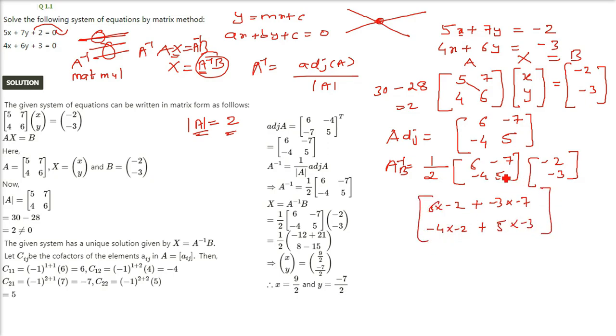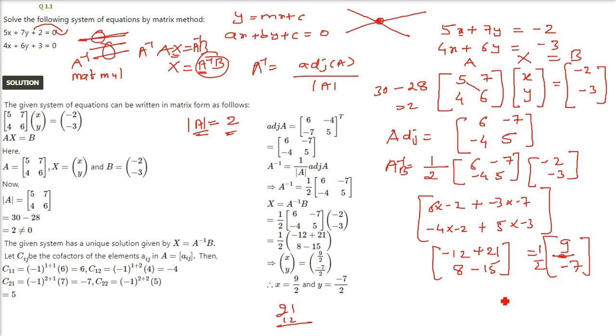So 1 by 2 will apply later. So 6 into 12 minus 12, and this is going to be plus 7 into 3 is 21. This is minus 4 into 8, then minus 5 into 15. Now 21 minus 12 is 9. So you can write 9 here. 8 minus 15 is minus 7. So 9 and minus 7, that is what you get.